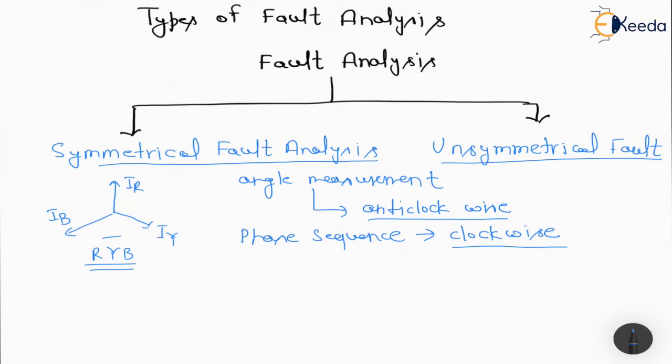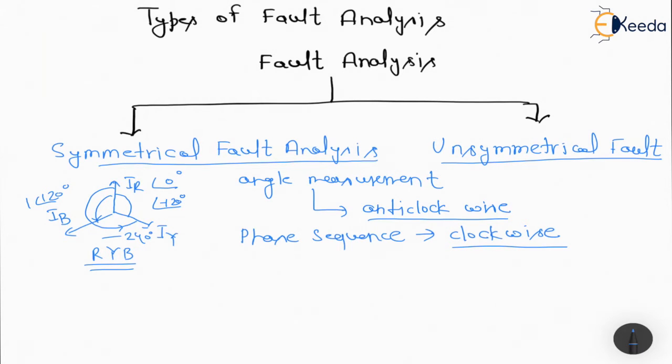Now, coming to the symmetricity. Angle measurement is done anti-clockwise, and if we take the R phase as reference, it is considered 0 degree. Anti-clockwise means this way, so the Y angle will be 120 degree, and the B angle will be 120 and 120, that is 240, or we can also say minus 120 degree.